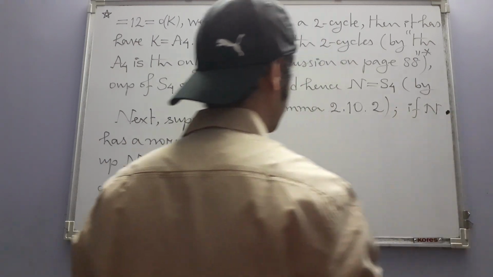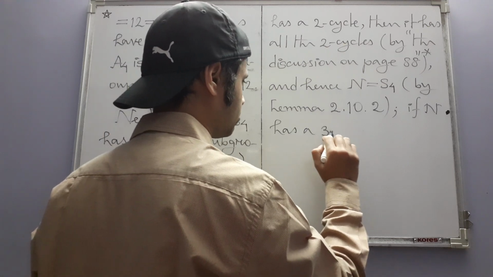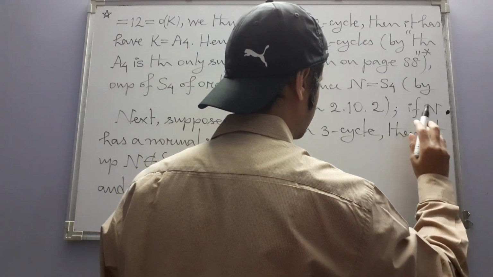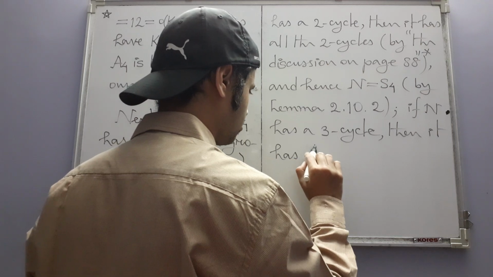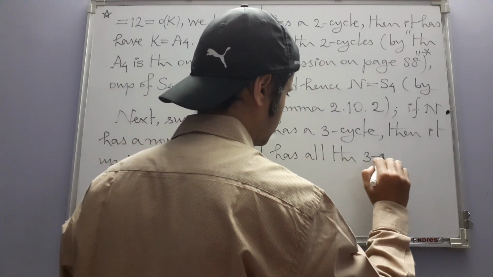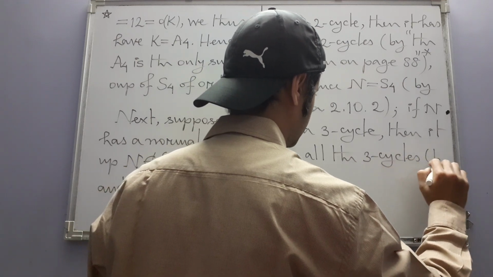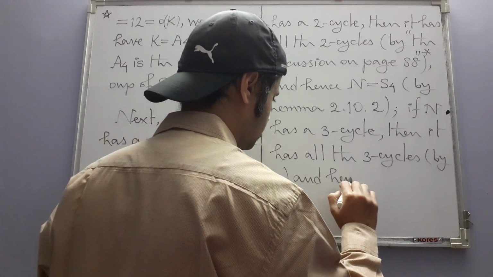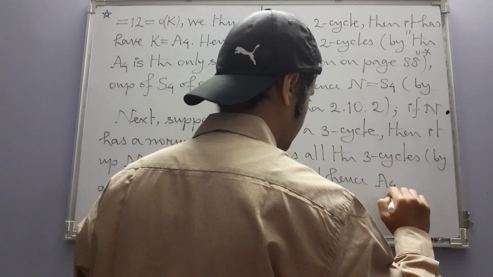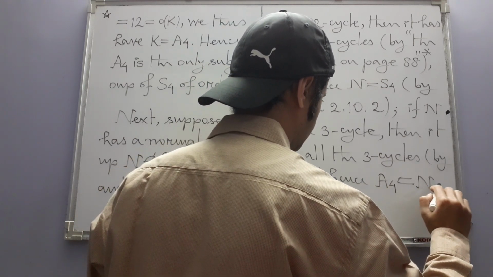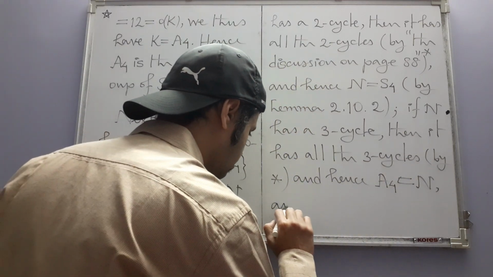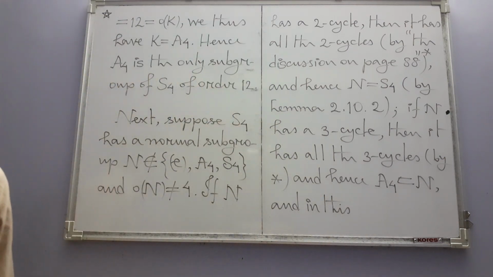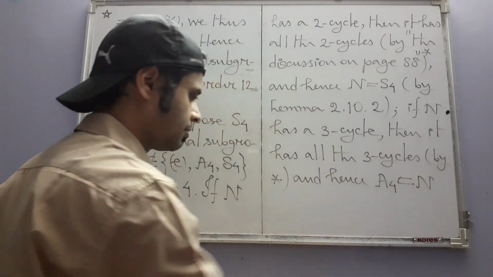Also, if N has a 3 cycle, then it has all the 3 cycles again by star, and hence in this case A4 should be contained in N. Oh, I forgot to write why A4 is contained in N. What is the justification for that?